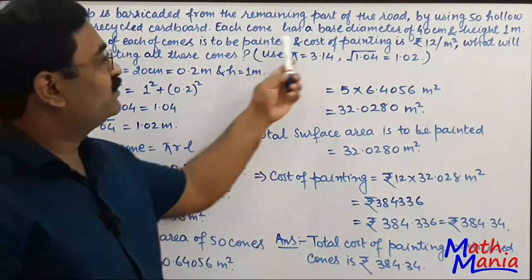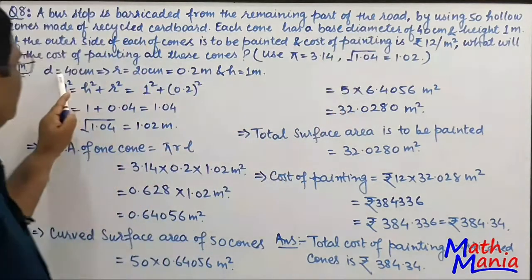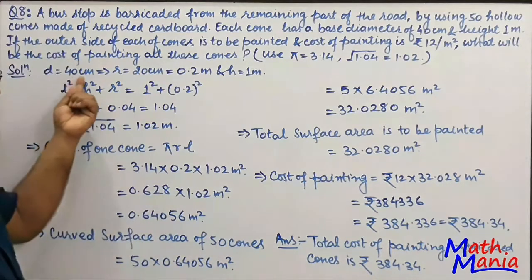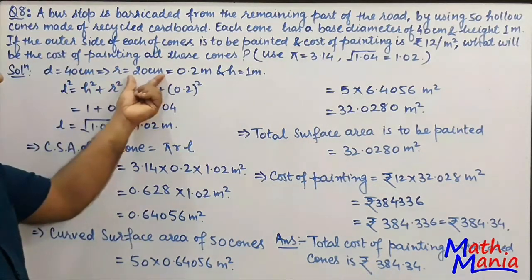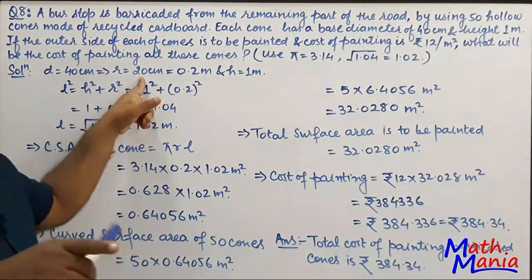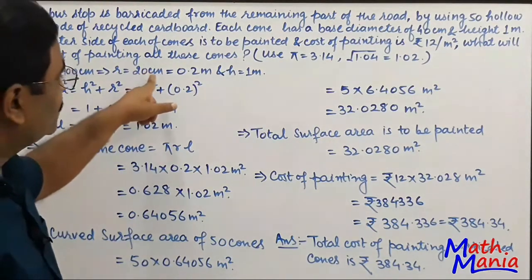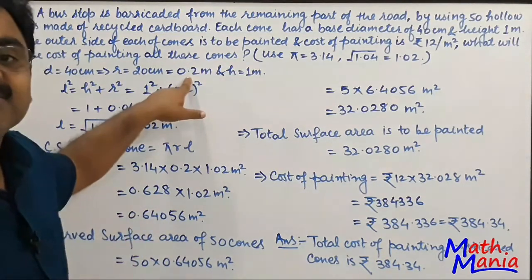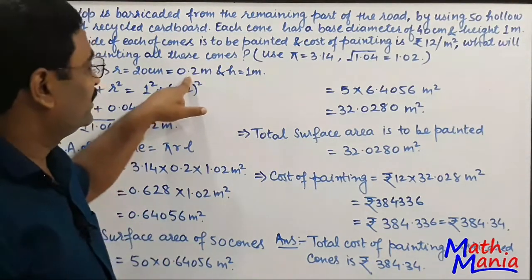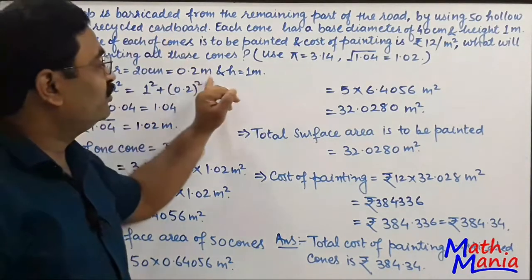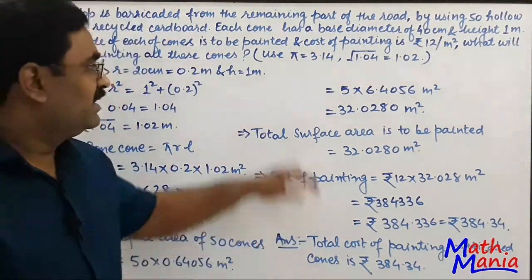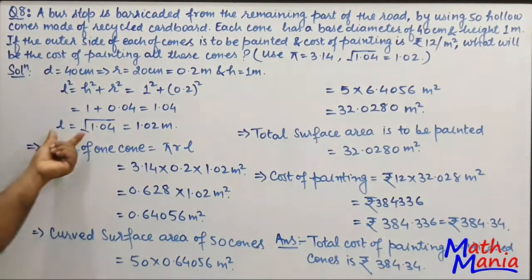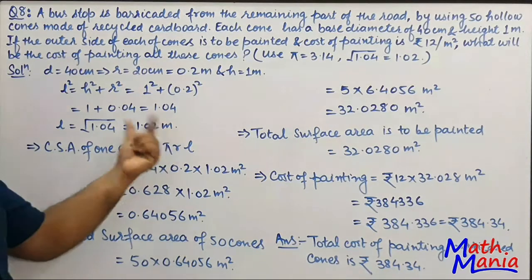So each cone has the base diameter is 40 centimeter and height is 1 meter. As base diameter was given 40 centimeter, so radius becomes 20 centimeter. Why? Because radius is half of the diameter. Now this 20 centimeter is converted into the meter by dividing it by 100, because 1 meter is equals to 100 centimeter. So we got 0.2 meter. And height was given 1 meter. After that we need to find out its slant height, which is equals to 1.02 meter.